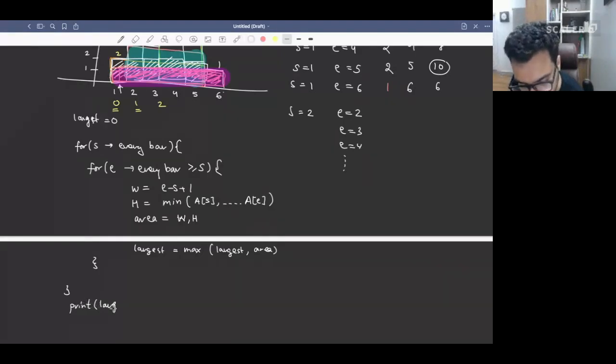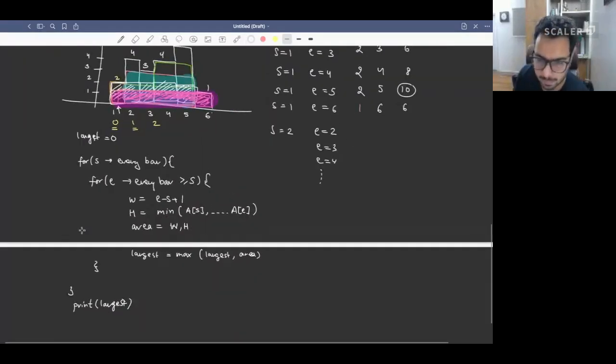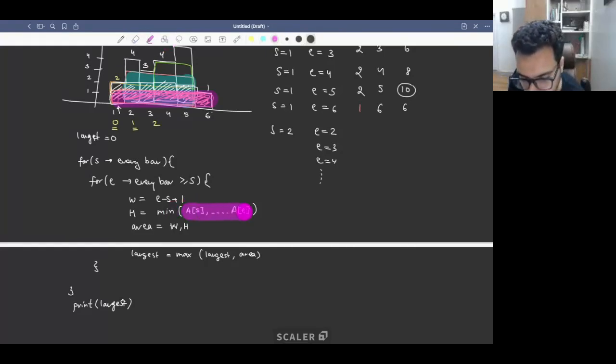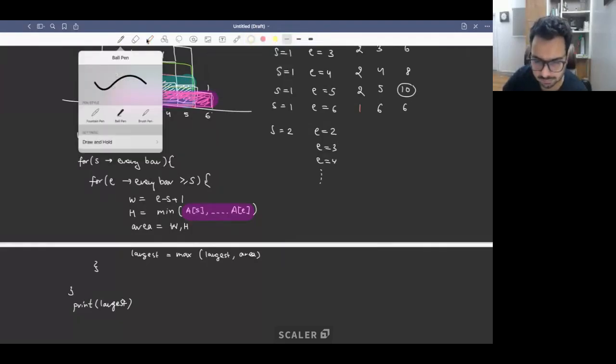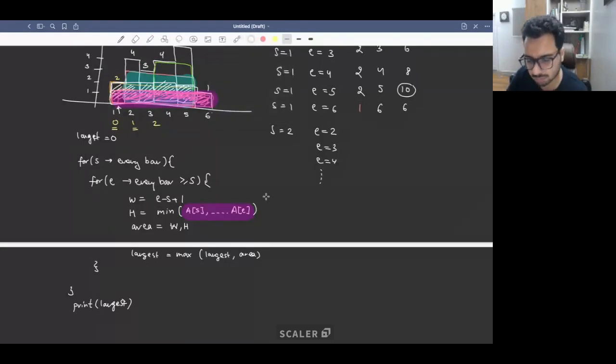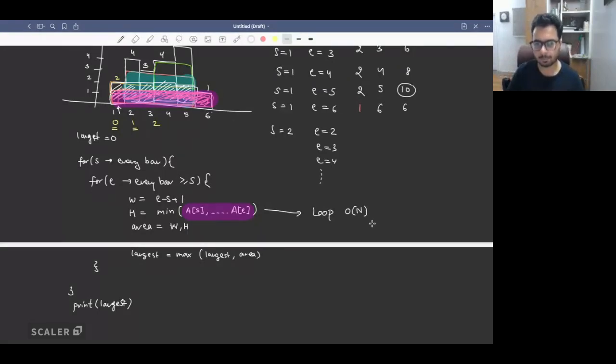So tell me, did you understand this algorithm? If yes, then what is the time complexity of this algorithm? People are saying n square. See, you are not taking into account how we are going to compute the minimum. Now there are two ways. If you put a loop here for the minimum, it will take order of n time. Is there any other way to compute the minimum?